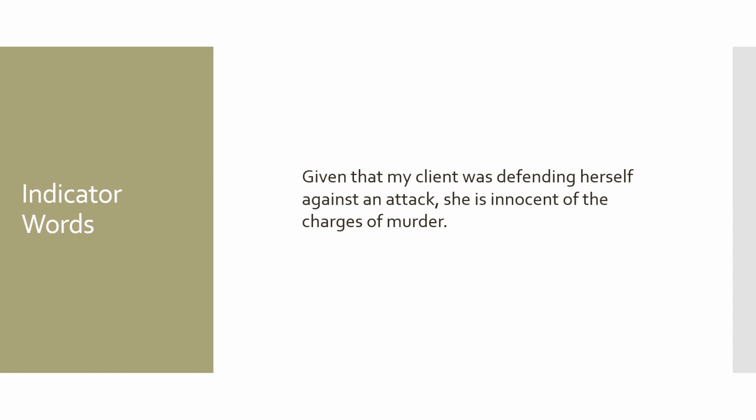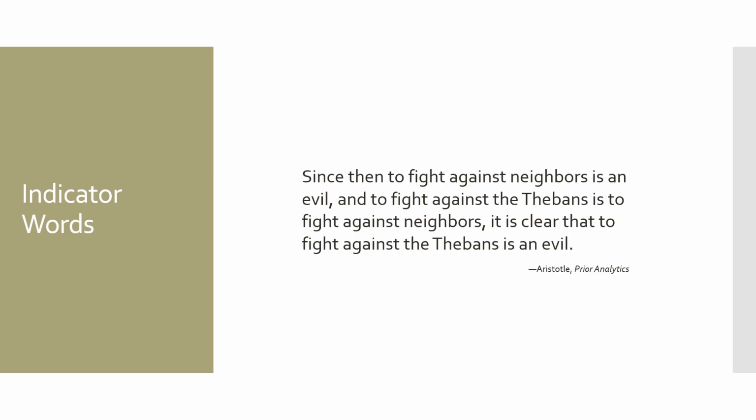Given that my client was defending herself against an attack, she is innocent of the charges of murder. Now, if you pay close attention to this, the "given that" in this particular argument is essentially indicating premises. This is the evidence for the claim this person is innocent of the charges of murder. Basically, this is telling you, because it was self-defense, therefore this person must be innocent. So let's take a look at another example.